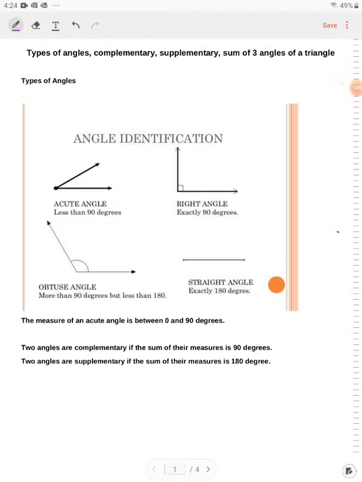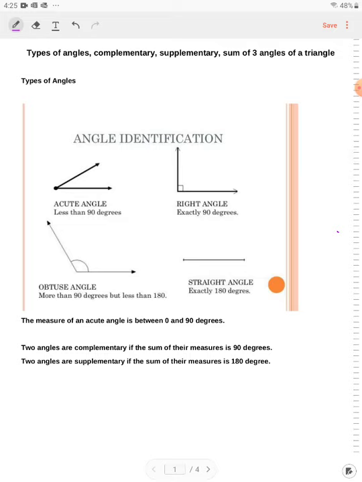This lecture is on the different types of angles, complementary and supplementary angles, and the theorem that the sum of the three angles of any triangle is 180 degrees. Any angle that's less than 90 is called an acute angle. If the angle measures exactly 90 degrees, it is a right angle. Notice the partial box there. If the angle is greater than 90 and less than 180 degrees, it is an obtuse angle. And a straight angle is exactly 180 degrees.